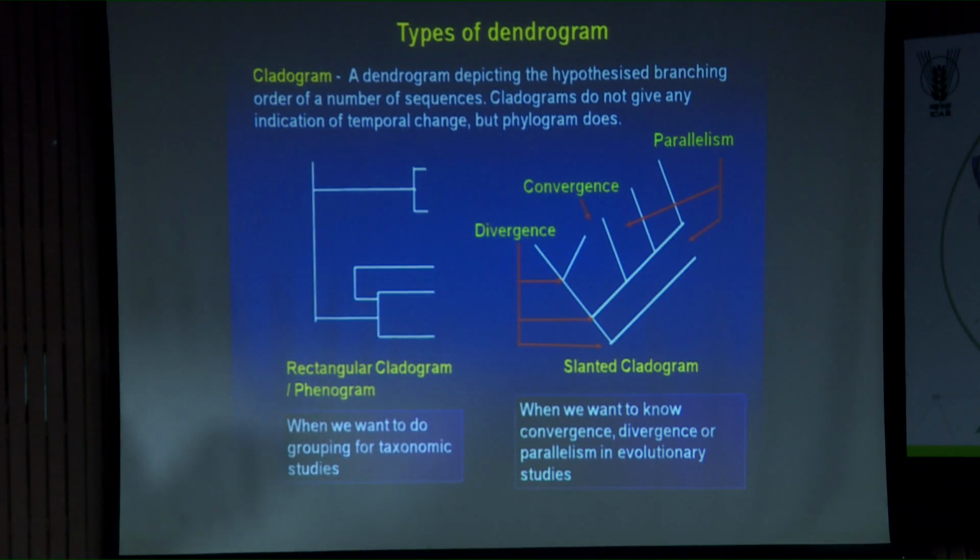So, if you want to analyze your sequence based on this kind of interpretation, you use slanted cladogram. Otherwise, if you are only using it for your taxonomic purpose, for your diversity analysis purpose, only use a rectangular cladogram, no other things. Next.